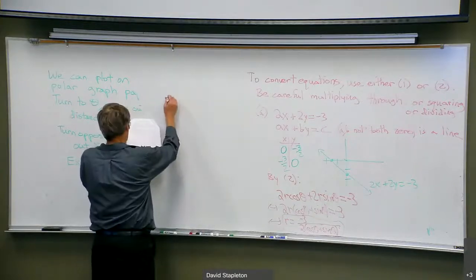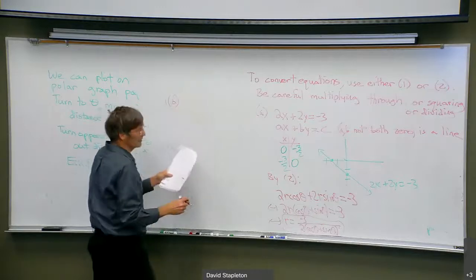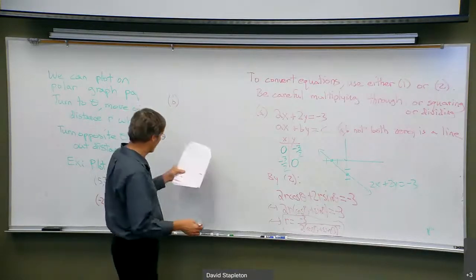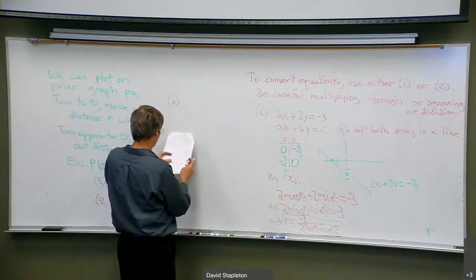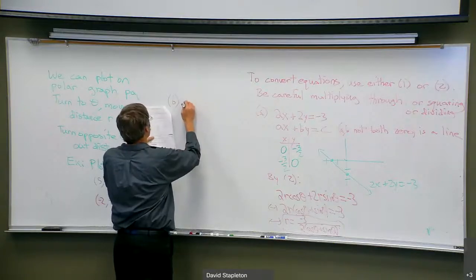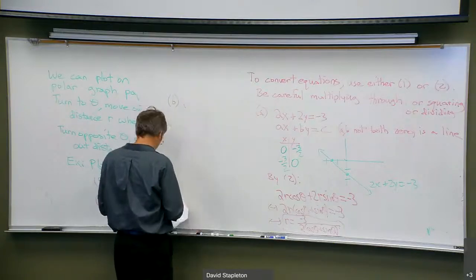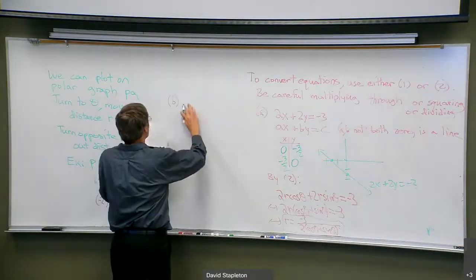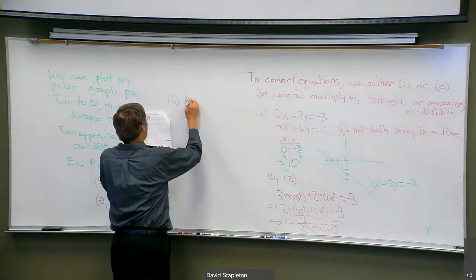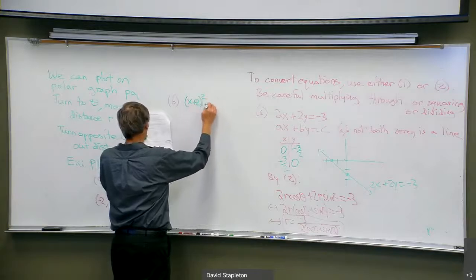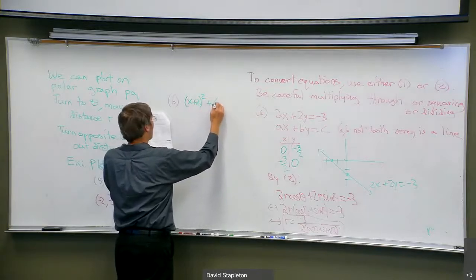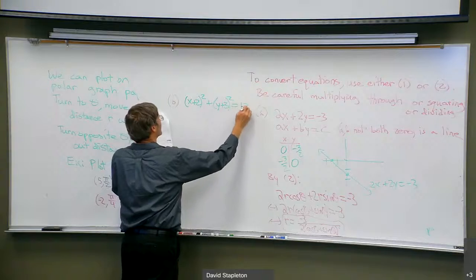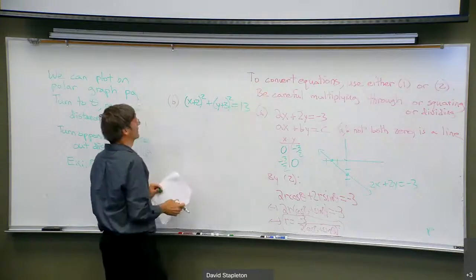This is a little trickier. I'm going to do all of these and do the homework without looking at what we did in class, and then go back and look at what we did in class and see if you can figure it out. Part B: x plus 2 squared plus y plus 3 squared equals 13. I wonder how that compares.